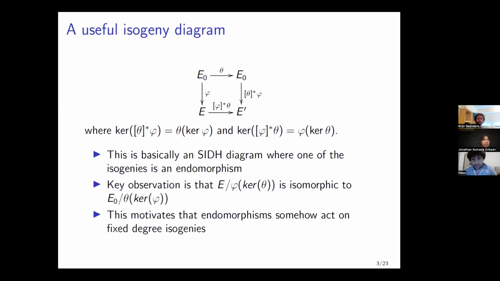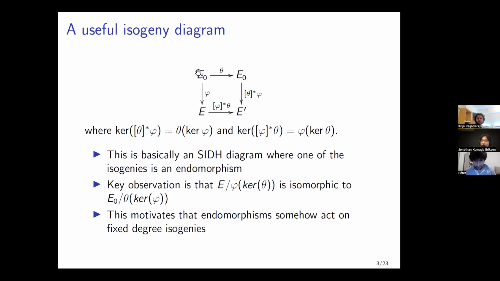So everything starts with this very simple diagram, which we will be using over and over again. It's a very simple observation, but somewhat useful. So imagine that you draw a key exchange with SIDH, but one of the arrows is actually an endomorphism. You can get the key exchange that way, but it also shows you that you can actually act on secret isogenies using endomorphisms.